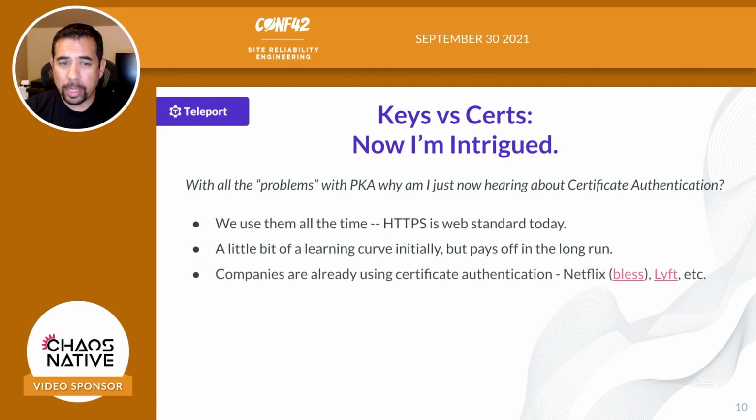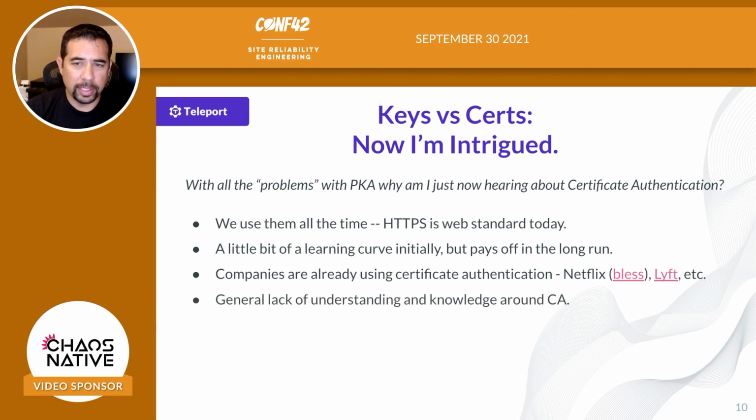Companies today are already using certificate authentication. You know, Netflix, open source, the Bless protocol, they're open source, using certificates. Lyft has their fork of it, and there's a number of them out there. And these companies have the developer staff, right? We're thankful for Netflix and Lyft that open source some of their big projects that become standardized across the board. But they have large engineering teams, large development teams, and they're software companies. Whereas your organization might not have that expertise in-house to build and run or develop something like that.